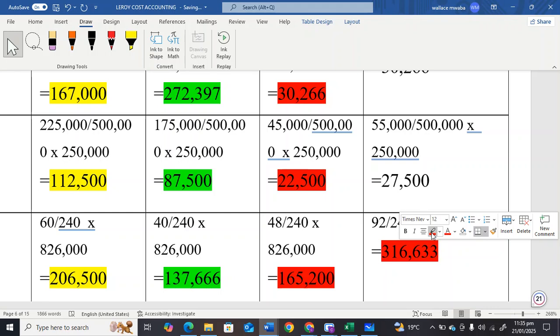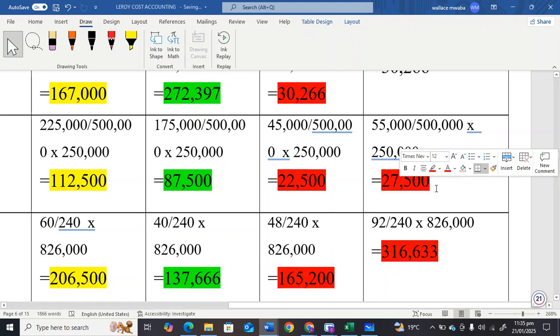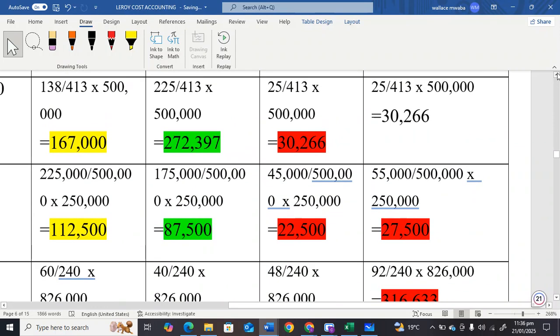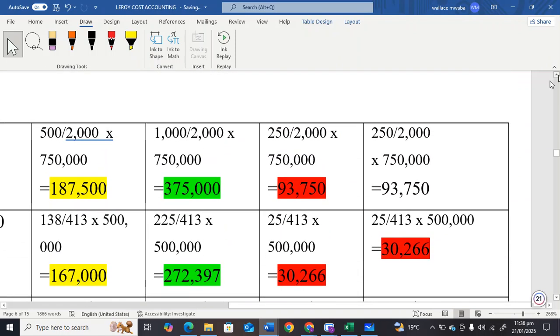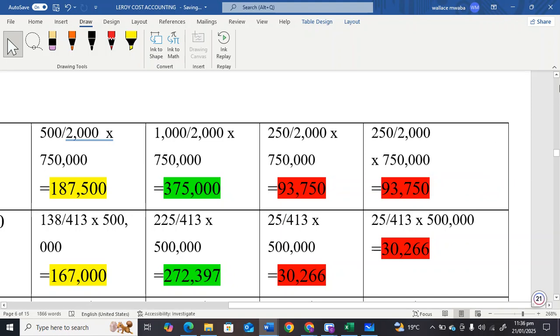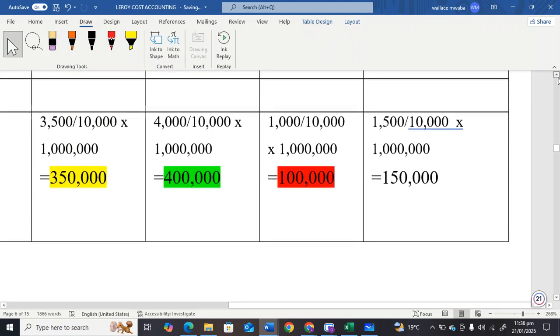31,633 plus 27,500 plus 30,266 plus 93,750 plus 150,000.